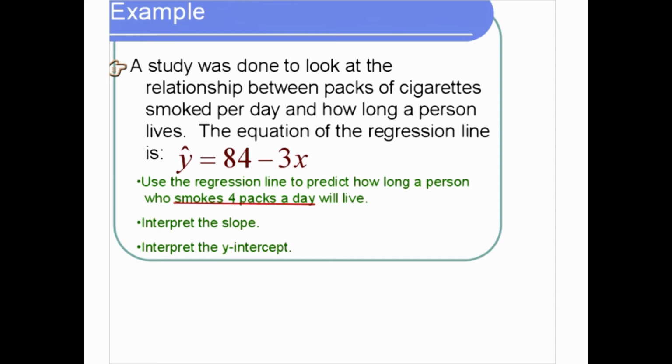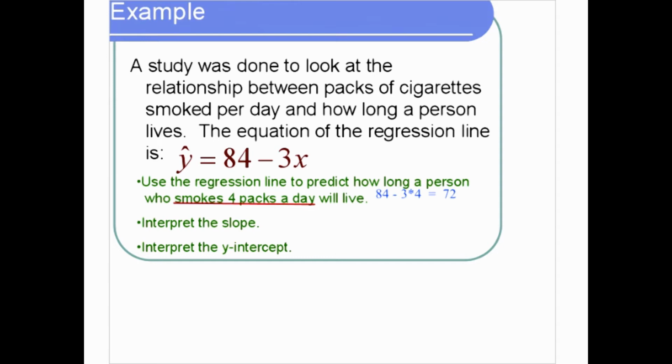So now does that help you figure out what to do if we want to know how long a person lives? Solve for Y, or just get Y. It's not really algebra, it's more arithmetic at this point. So see if you can do that. Good, good. So based on the regression line, we can predict that a person who smokes 4 packs a day will live to 72 years old.